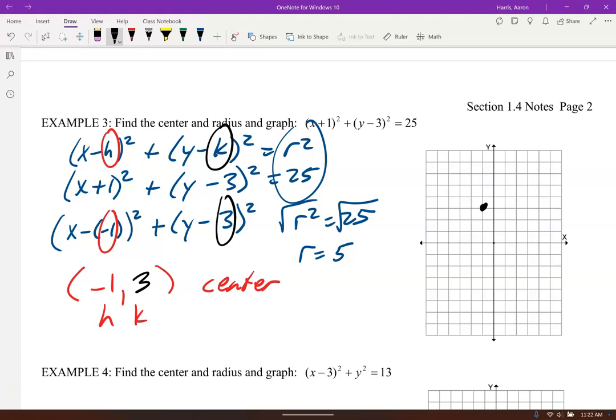1, 2, 3, 4, 5, right? 1, 2, 3, 4, 5 up. 5 left. 5 down. Draw my consistently terrible circles. And that's what we got there.